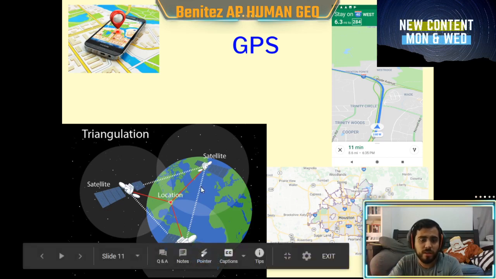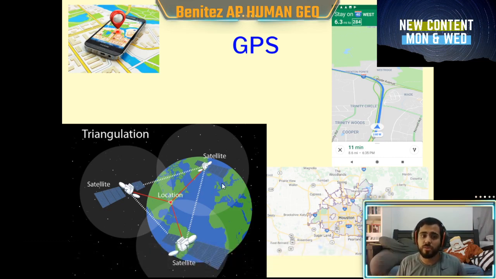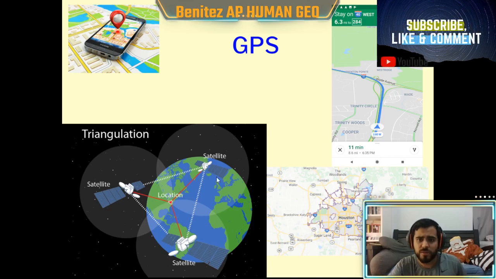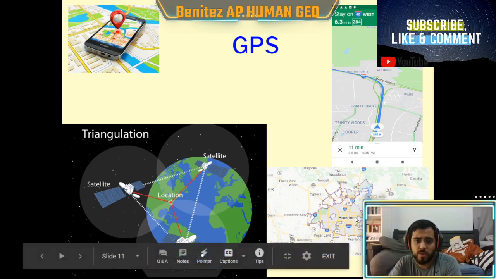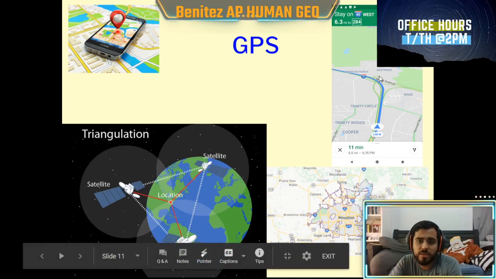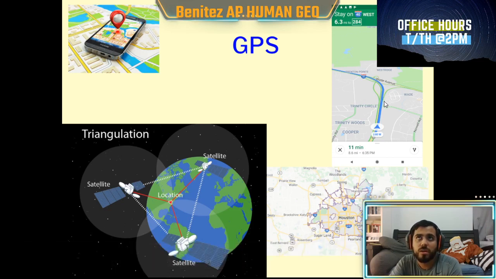If you take a look here, GPS works through triangulation. So we have 3 different satellites that can pinpoint your location. We also have GPS in Google Maps. This is data of Houston, and if you look right here, you can see this picture is used to figure out the directions, how to get from one place to the other.